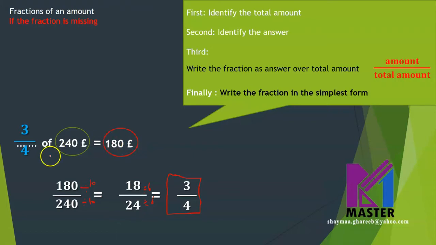Okay, if you want to check your answer, let's check it together and try. If I have 3/4 of 240, what should I do? Fraction of an amount. I will divide the total amount by the total number of parts. 240 divided by 4 equals 60. Then I will multiply by the number up. 60 times 3 equals 180, which is the correct answer here. So my answer is correct. Now let's see the next example.